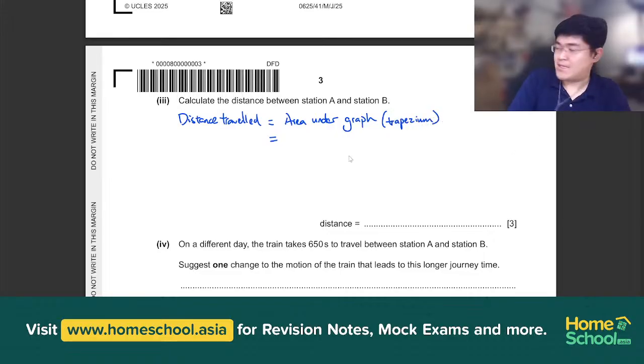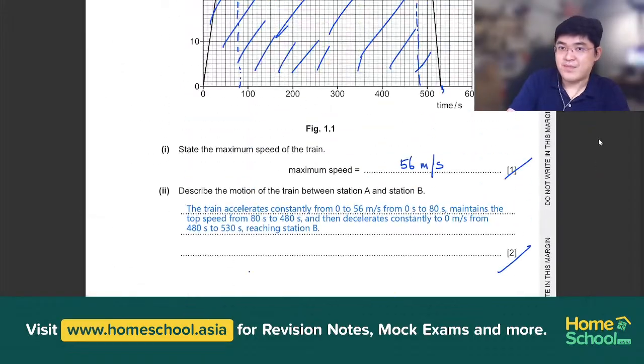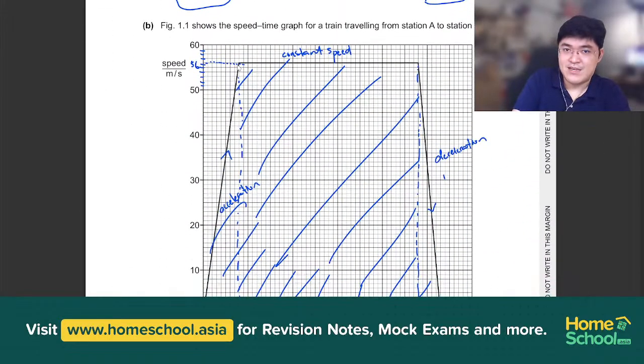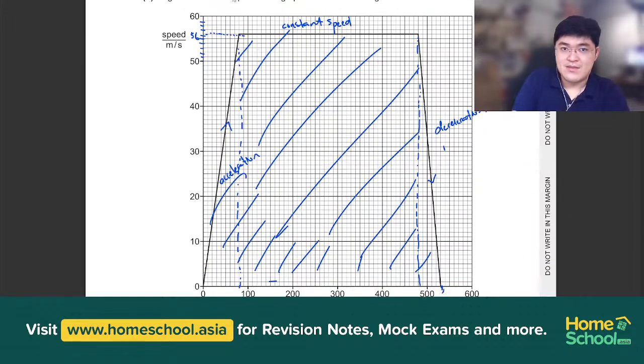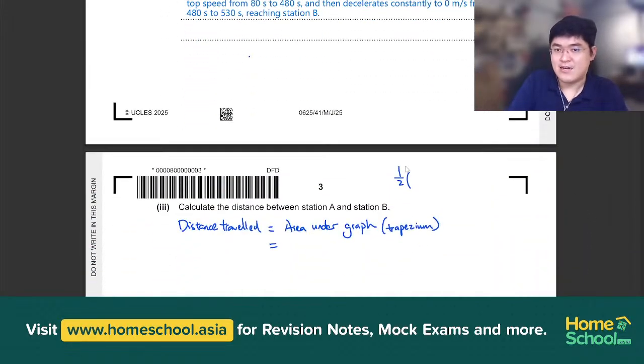All right. So what is the area of a trapezium? It is usually half of the 2 parallel sides, which, as we see over here, we need to take half of this part plus this part. All right. So this part over here is 480 minus 80, and this should be 400. And the longer side down here is 530. So let's write that down.